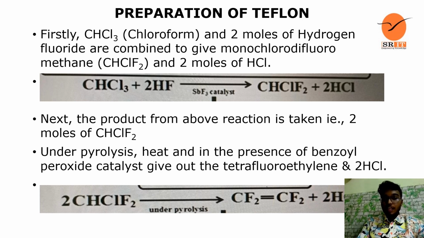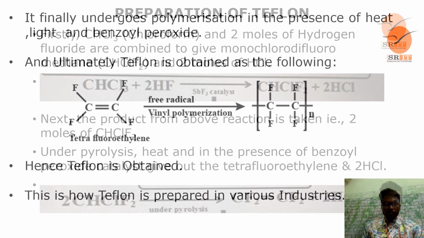Next, the product from the above reaction is taken under pyrolysis, heat, and in the presence of benzoyl peroxide catalyst, it gives out tetrafluoroethylene and 2 moles of HCl. In the reaction, you could see 2CHClF2 undergo pyrolysis. Pyrolysis in the sense the burning of the substance in the absence of oxygen. And the catalyst benzoyl peroxide is used to boost up the reaction, that is, speed up the reaction to give out the products, eventually tetrafluoroethylene and 2 moles of HCl.